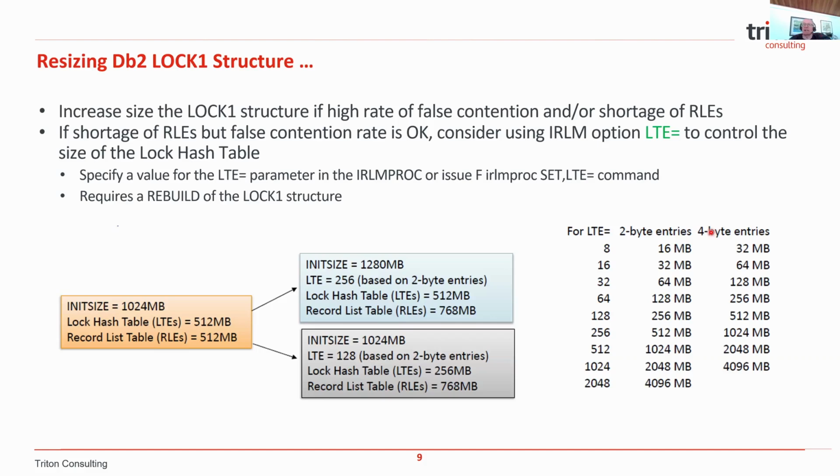Now, if you do change the LTE parameter in the IRLM proc, or you use the IRLM modify or the z/OS modify command to set the LTE, that in itself doesn't implement the change. You actually need to rebuild the lock structure. So use the SETXCF command to dynamically trigger the rebuild of the lock structure on the fly. Normally that takes a tiny number of seconds. Very rarely does it take more than that, but it's something that can be done on a live system.